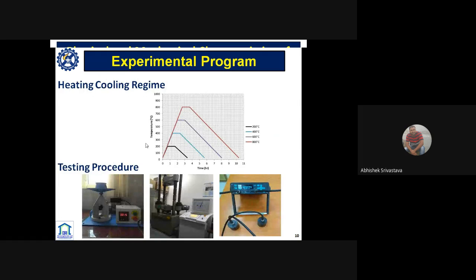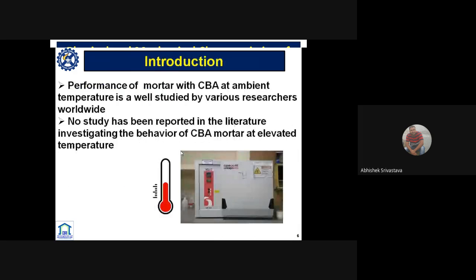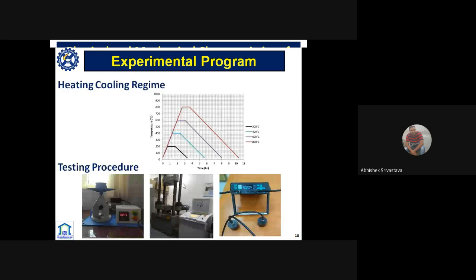This is the heating and cooling regime. We have used a high temperature furnace. This is the Carbolite Gero electrically operated programmed high temperature furnace having a heating capacity of 1800 degrees Celsius. This is the facility we have in our CBRI. So it is a programmed furnace. We exposed the specimens at an initial heating rate of 5 degrees Celsius per minute. After the target temperature is achieved, the temperature is held for 1 hour so that uniform heating of the sample occurs. After that, the samples were allowed to cool down at 2 degrees Celsius per minute.